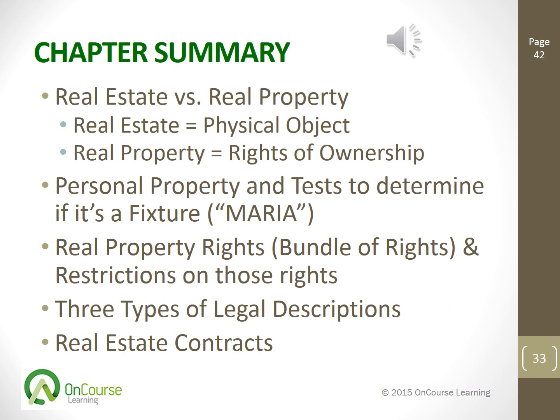Well, here we are at the end of chapter 2. You should have learned about real estate versus real property. Real estate equals physical object, and real property equals the rights of ownership. Unfortunately, we use it interchangeably quite often. Personal property and tests to determine if it's a fixture, our friend Maria. And real property rights, bundle of rights and restrictions on those rights. The 3 types of legal descriptions. And with a little work and a little homework, you're going to be able to figure out where something is or how big something is based on the government survey.